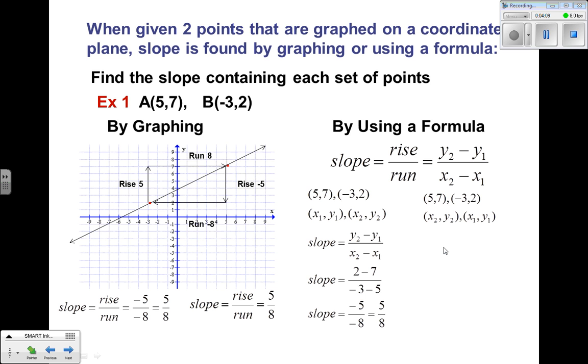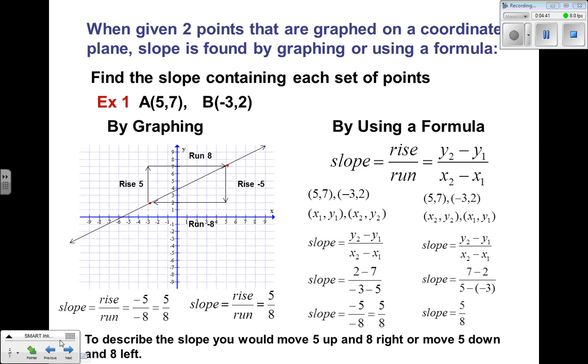I can do the same thing again, but now make the first point x2, y2 and the second point x1, y1, and I write down my formula, slope equals y2 minus y1 over x2 minus x1. I substitute those points in, and again I get 5 over 8. So you'll see in all 4 of these cases, it doesn't matter which way I do it, I get the same answer either way. Each of them gives me a slope of 5 over 8.